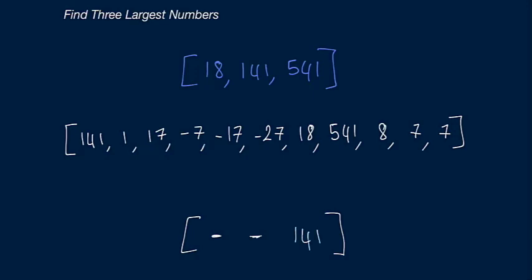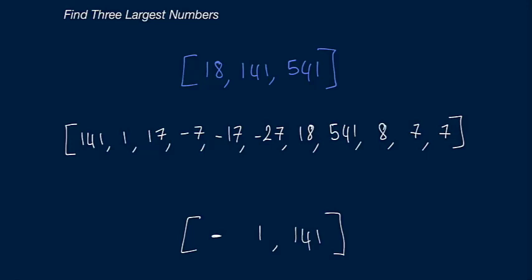Then we move on to the second number, the number 1, and we compare it to the largest number that we have. Do we even have a largest number? Yes, we do. We've got the number 141. Is 1 greater than 141? No, it's not. So now we compare it to the second largest number. We've got a hyphen here, so we don't have a second largest number. So we can update it to be 1. So we can put 1 here.